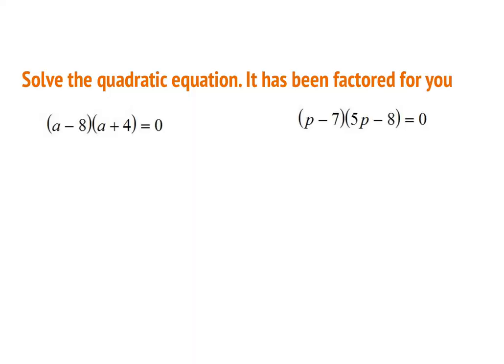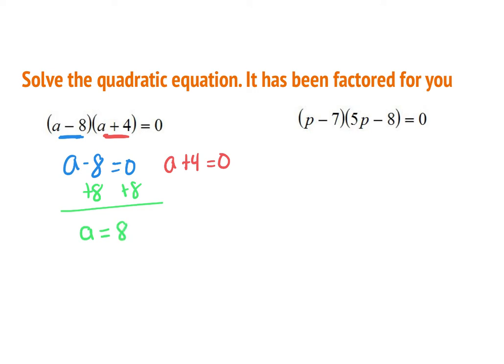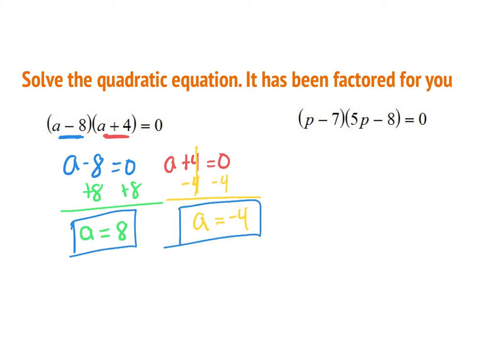So using the zero product property, I could take one of the factors and set it equal to 0. I could take the second factor, set it equal to 0, and I can solve these equations independently. So I'm going to do the inverse. So a is equal to positive 8, and then I'm going to do the inverse, minus 4. So a is equal to negative 4. And because I have a quadratic, this means I should have two answers as opposed to one.